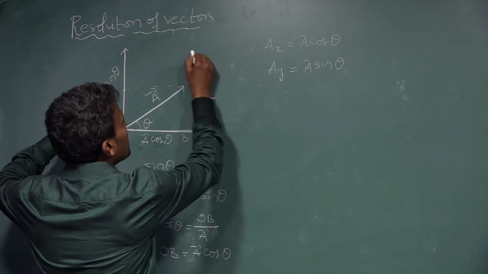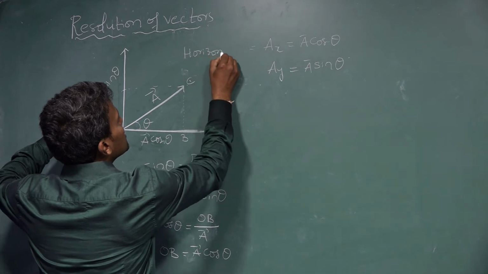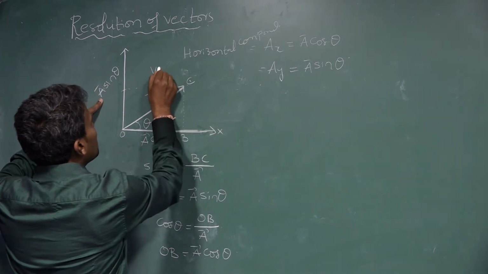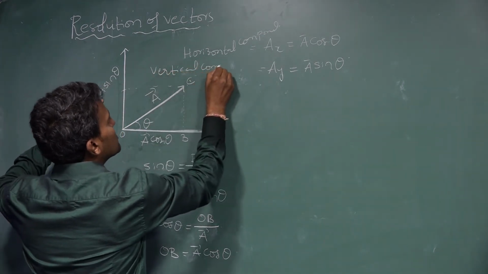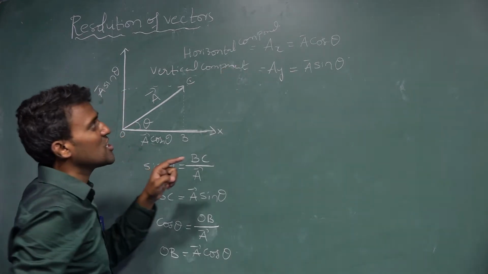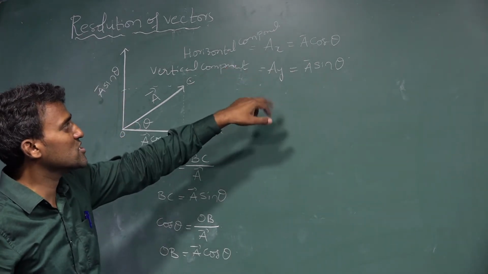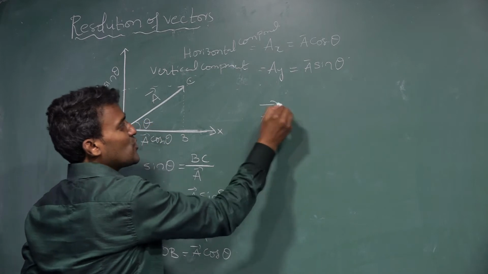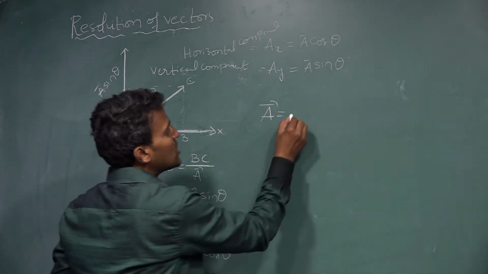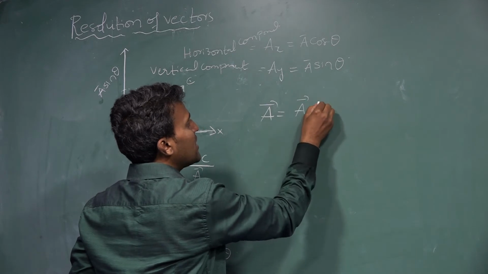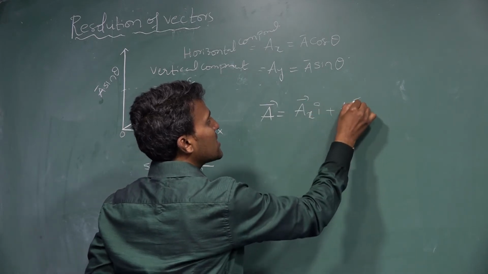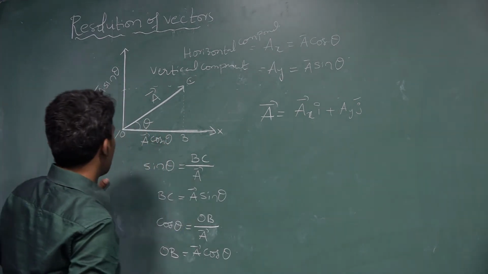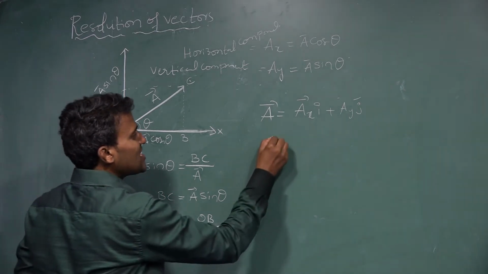So AX is nothing but the horizontal component, and AY is nothing but the vertical component, isn't it? Horizontal component AX is equal to A cos theta, vertical component AY is equal to A sin theta. Now, if you want to write this in vector notation, A bar is equal to AXi plus AYj. If you take the Z axis, I will write that later.